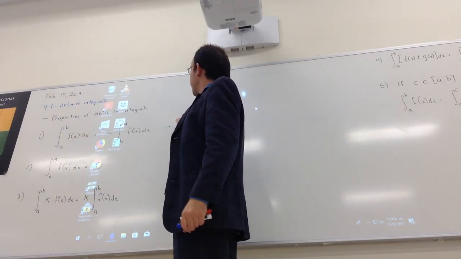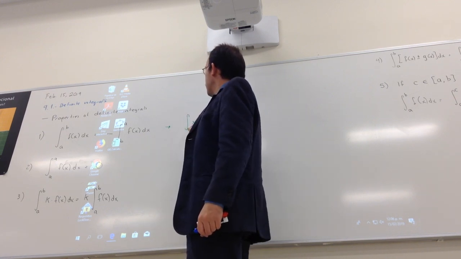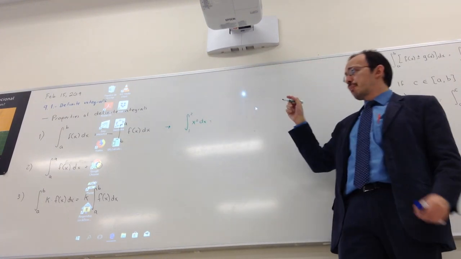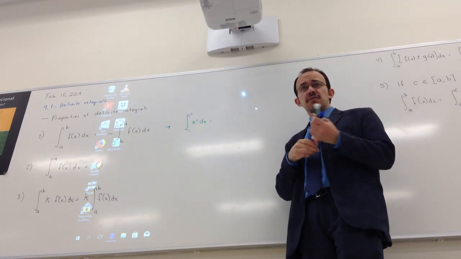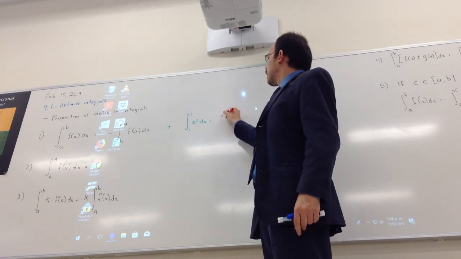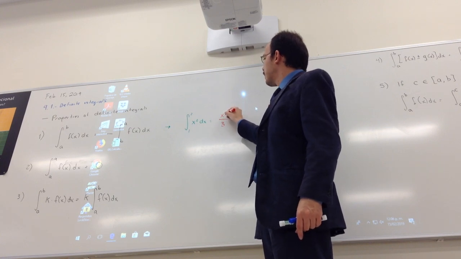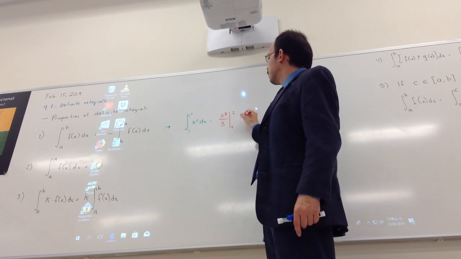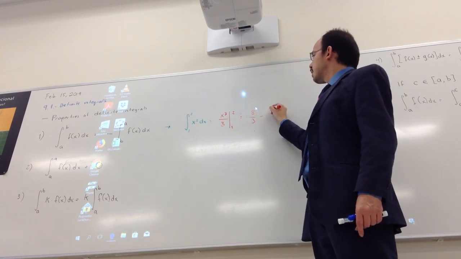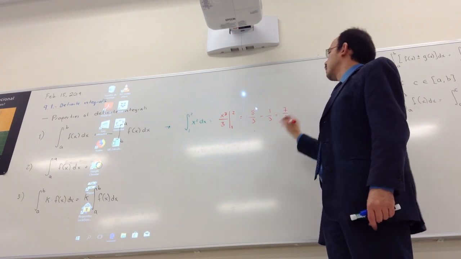Let's say that I have the integral of x squared dx between 1 and 2. If I want to solve this one, what will I do? What's the integral of x squared? X cubed over 3, and since I have limits, I need to evaluate from 1 to 2. So it will be 8 over 3 minus 1 over 3, so it's equal to 7 over 3.